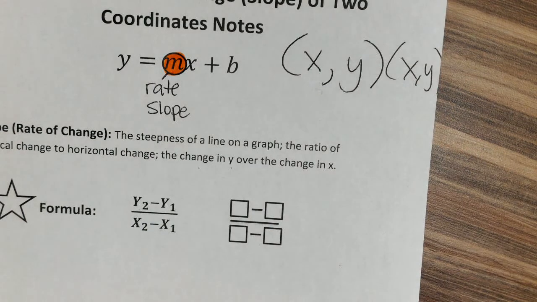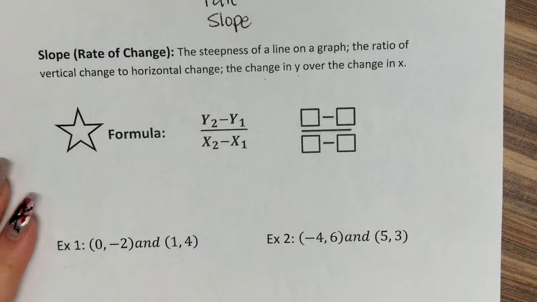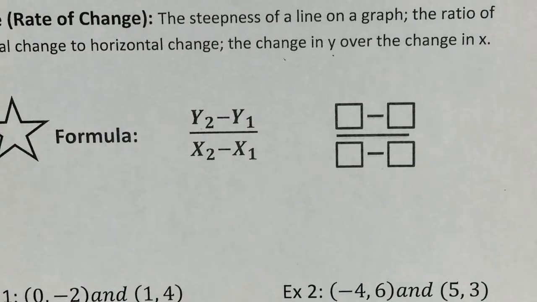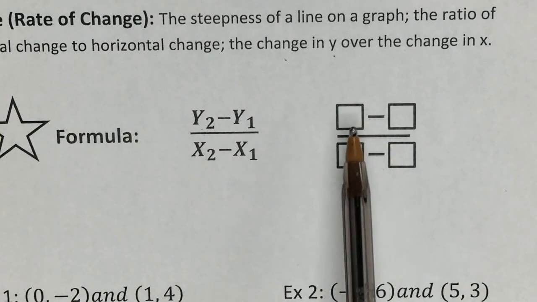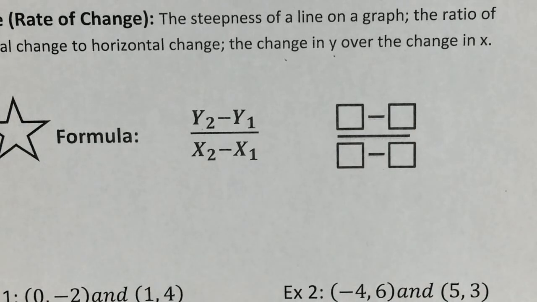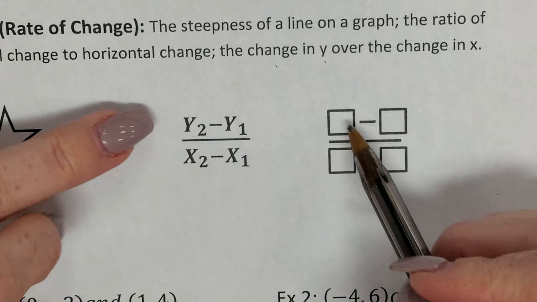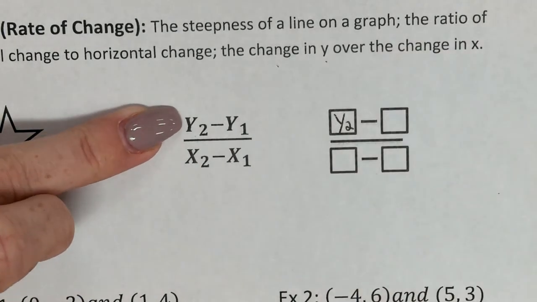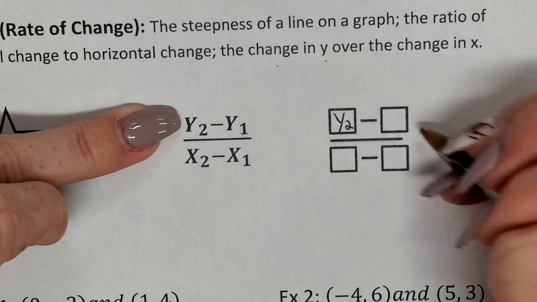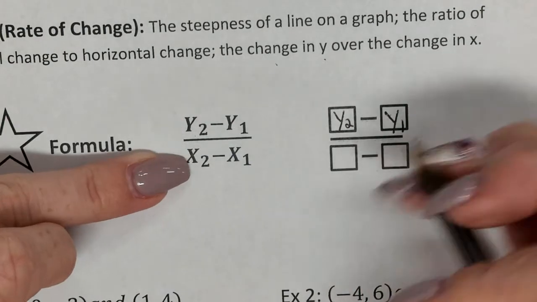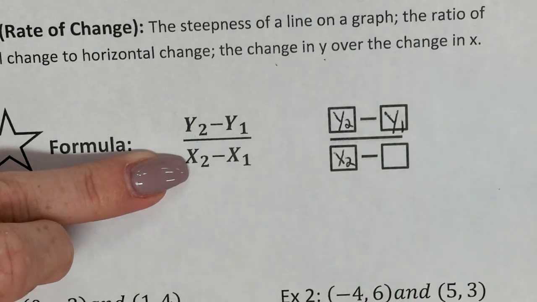Yes? All right. I have a strategy that everybody's going to use today, and I call it the box strategy. So you're going to draw a box minus a box over a box minus a box. What are you going to put in the top left box according to the formula? Y2. What are you going to put in the top right box? What are you going to put in the bottom left box and the bottom right box?